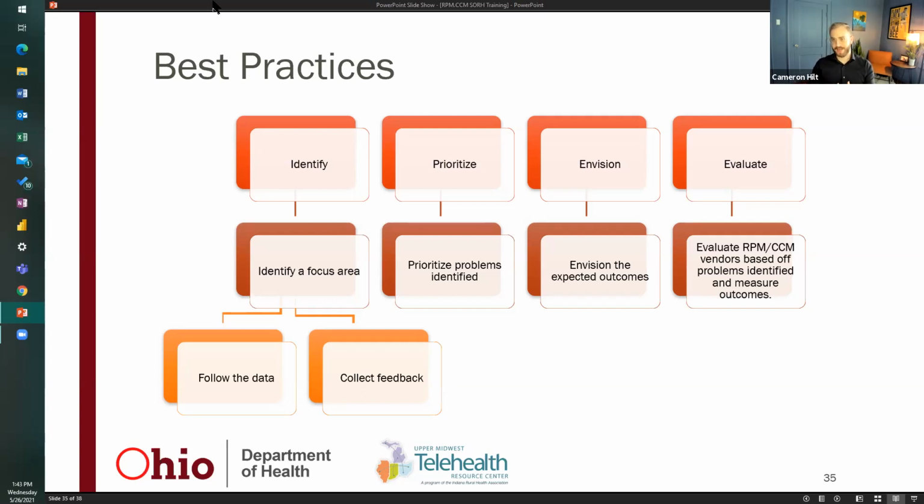So the first step of that is, if you're needing to outsource to a vendor, evaluating that vendor based off of your problems identified. But then ultimately, evaluating the program as you implement it to ensure that it's bringing those expected outcomes to the priority problems that you identified.